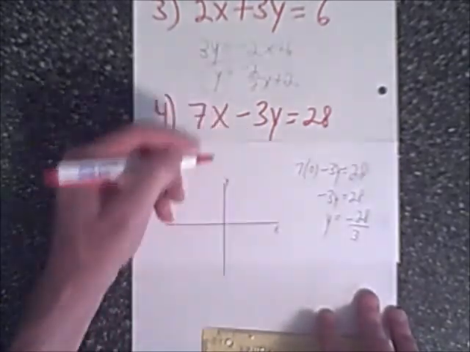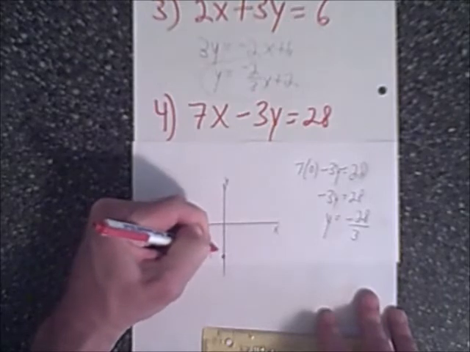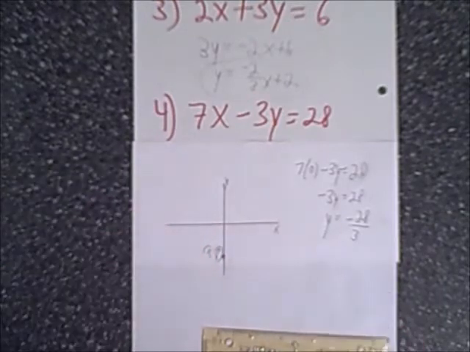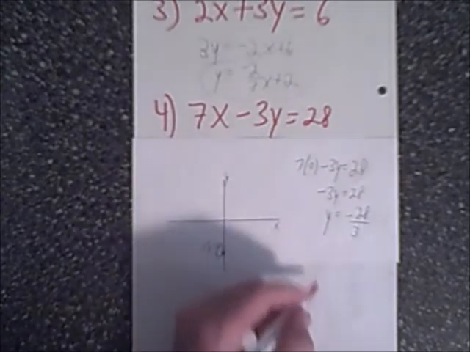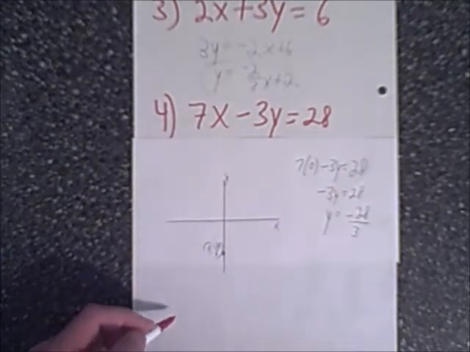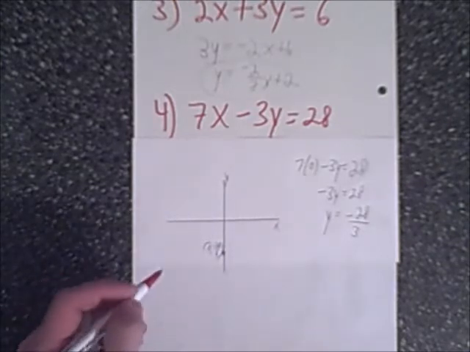So one of our points is going to be 0, negative 28 thirds, down there. Okay, and to find the other value, we will substitute 0 for x. I'm sorry, 0 for y.